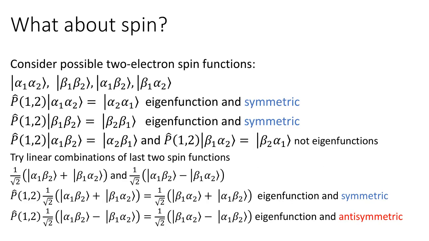So if we go back to our helium atom, it has 2 electrons. And so we want to think about how we will add spin into what we already know about orbital functions.